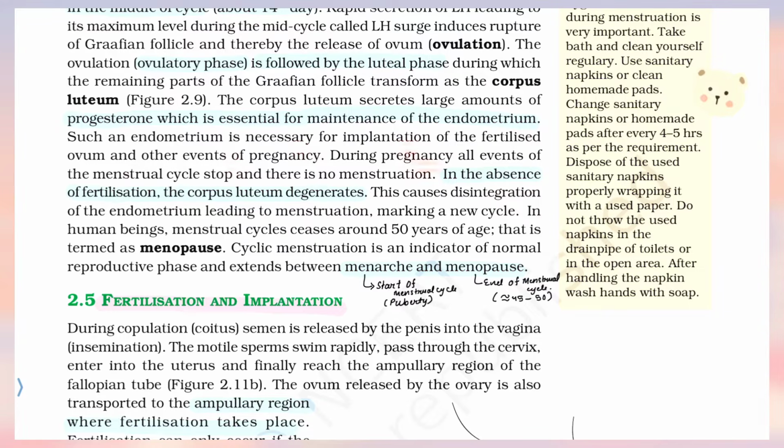During pregnancy, all events of the menstrual cycle stop and there is no menstruation. In the absence of fertilization, the corpus luteum degenerates. This causes disintegration of the endometrium, leading to menstruation, marking a new cycle. In human beings, the menstrual cycle ceases around 50 years of age, which is termed menopause. Cyclic menstruation is an indicator of the normal reproductive phase and extends between menarche and menopause.